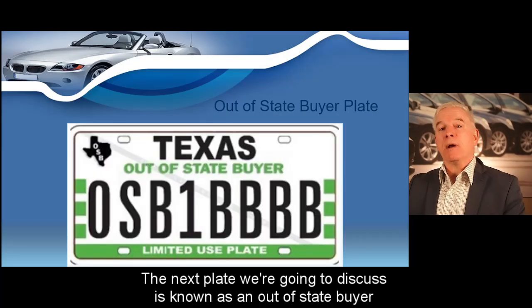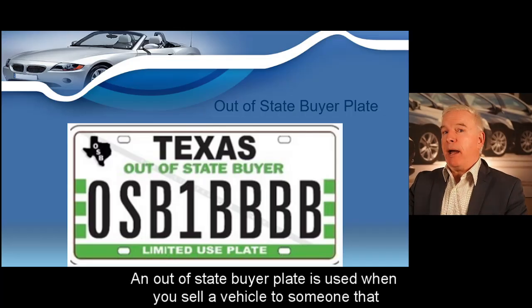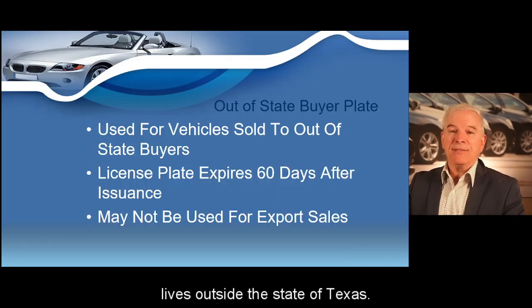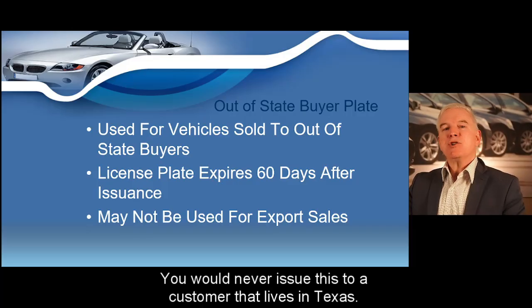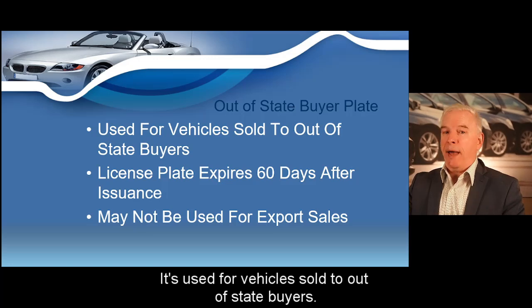The next plate we're going to discuss is known as an out-of-state buyer plate, as you see right here. An out-of-state buyer plate is used when you sell a vehicle to someone that lives outside the state of Texas. You would never issue this to a customer that lives in Texas. It's only issued to an out-of-state buyer. It's used for vehicles sold to out-of-state buyers.